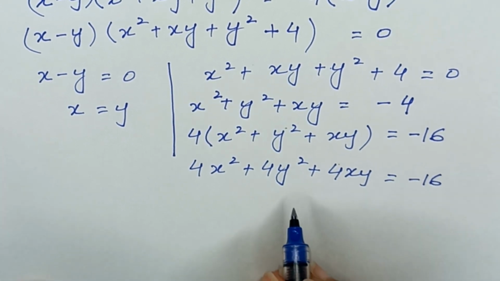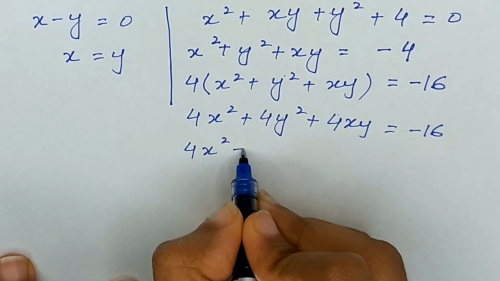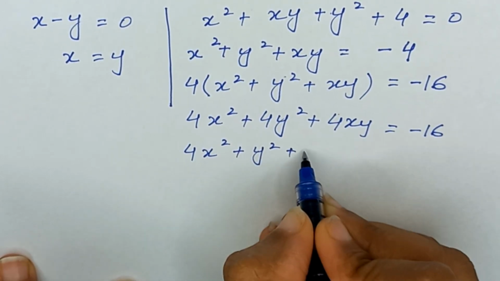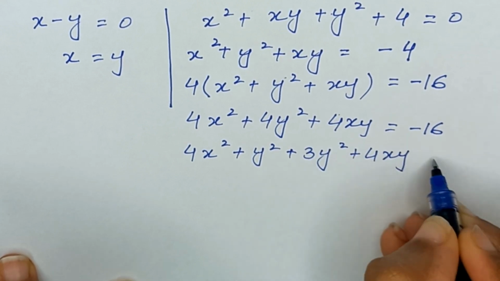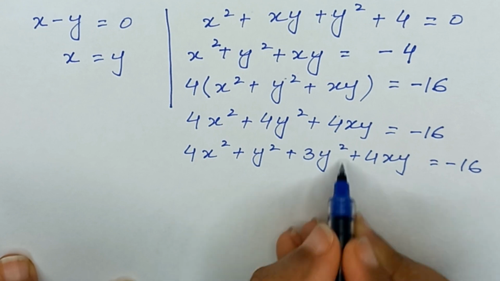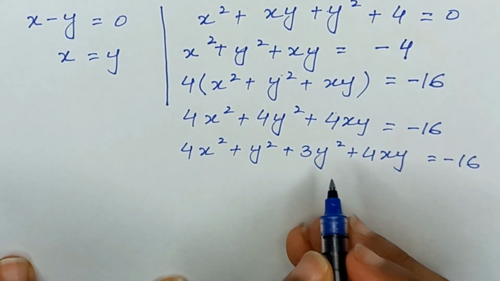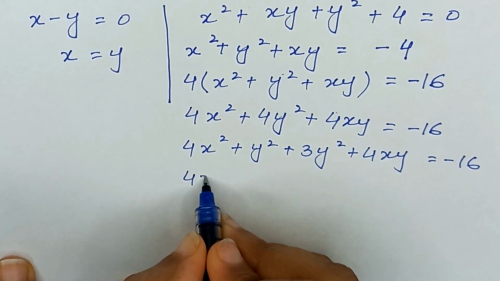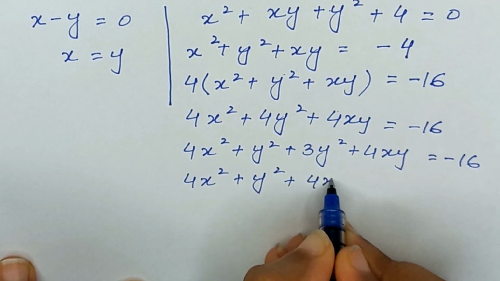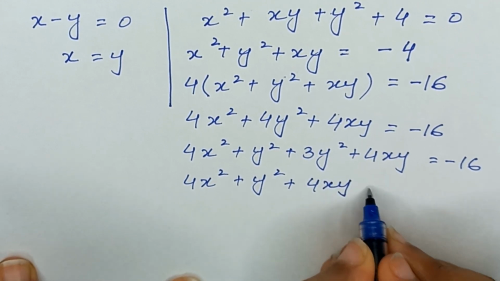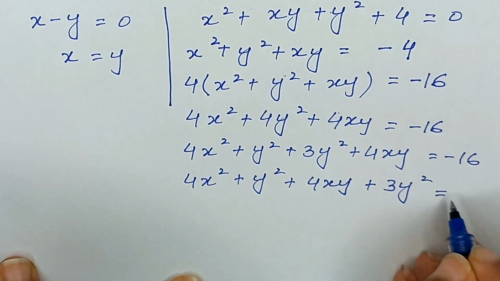Now I will split this 4y² as 4x² + y² + 3y² + 4xy. Why did I split this 4y² as y² plus 3y²? Because this 4x², this y² and this 4xy give us a perfect square, and this 3y² will remain the same, and it will be equal to −16.